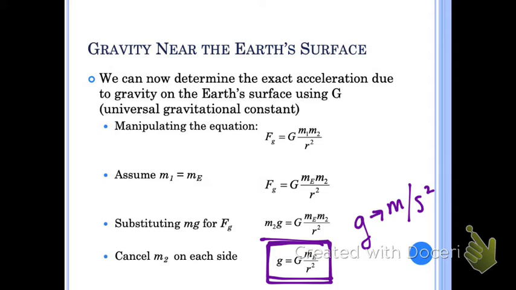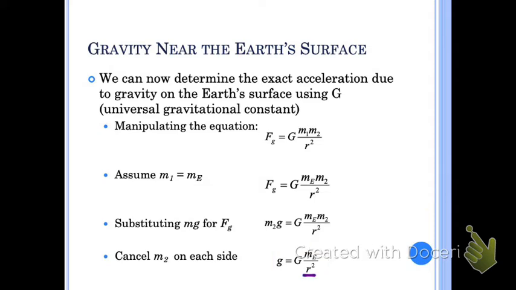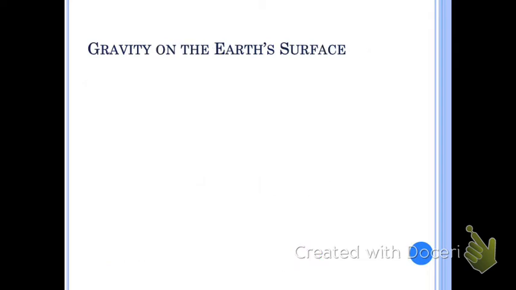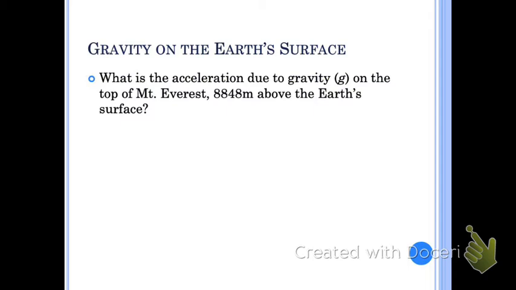Other places, it's not. So if we would plug in all the numbers we know about, like the radius of the Earth, the mass of the Earth, and big G, this number would come out to 9.8, right? That's how that number was really kind of calculated. So let's go ahead and try one here. I've been talking about Mount Everest, and this is the problem we're going to get into for it. What is the acceleration due to gravity on the top of Mount Everest? And then it tells us the height here: 8,848 meters above the Earth's surface.